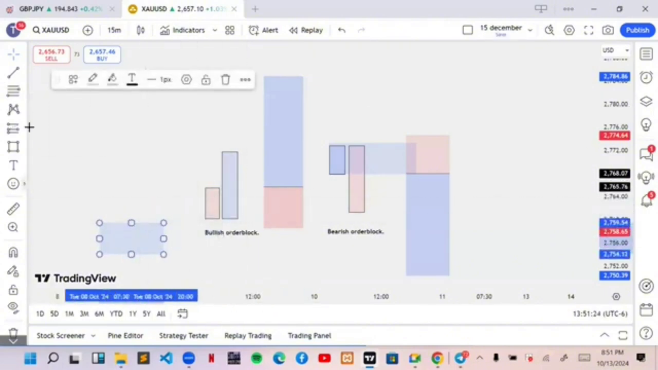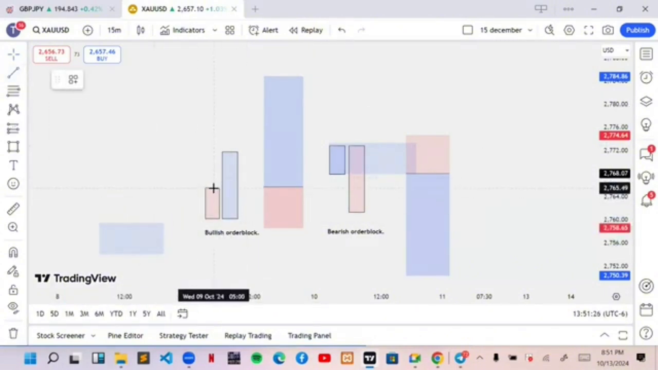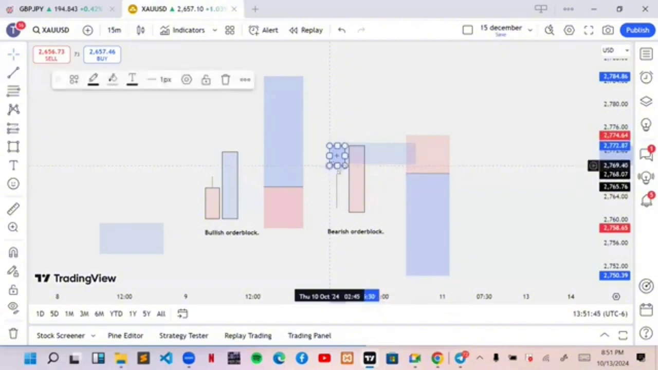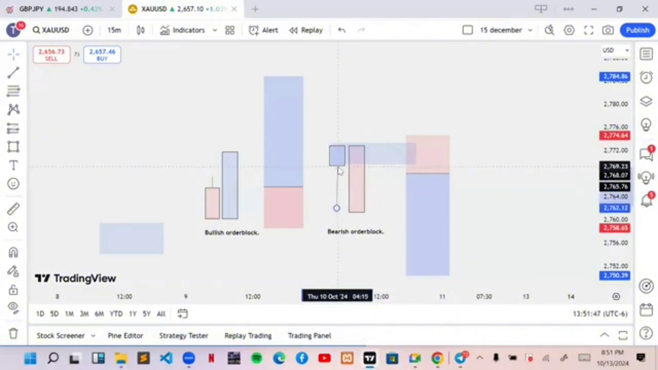For example, if there was a wick here, let's say this is the wick here, something like this, and this particular one has this kind of wick. This is the candle, then this is the wick. How do you pick your entry for this kind of trade?